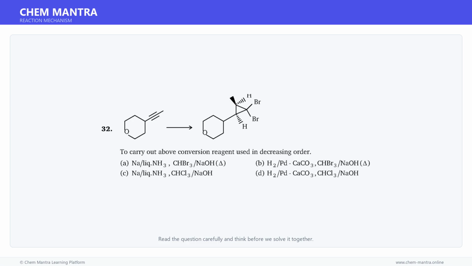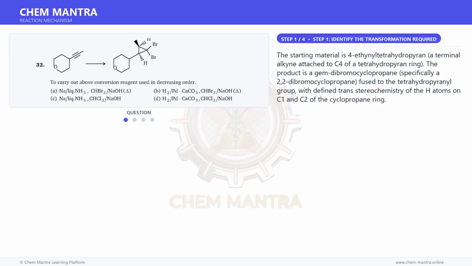Here is a question. Read it carefully and think about the answer. Let us solve it step by step. Let us begin solving this step by step. The starting material is 4-ethynyl tetrahydropyran, a terminal alkyne attached to C4 of a tetrahydropyran ring.